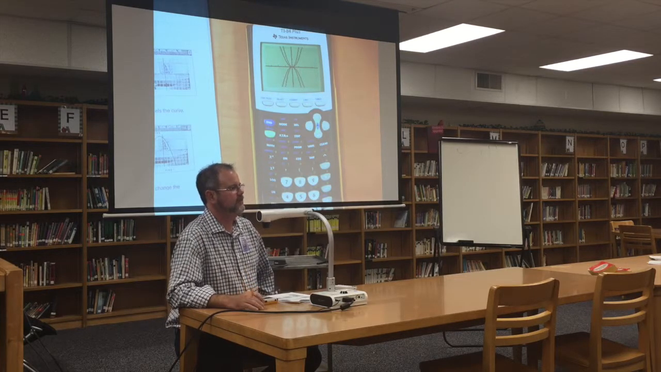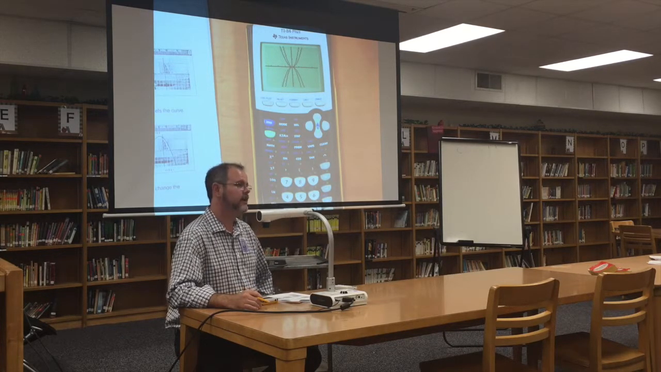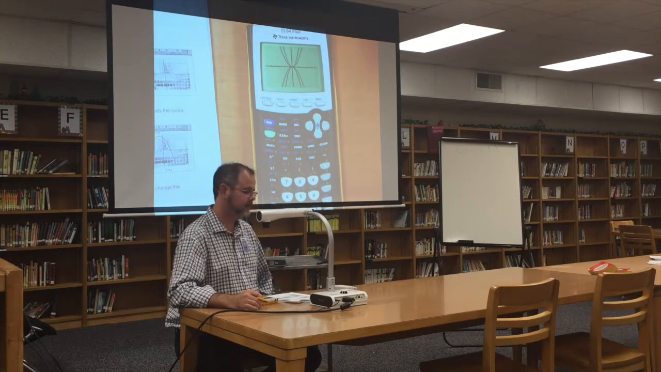That's one of the things the kids have to know in our algebra exams. What happens when you make changes? Does it go up in graph? Does it make it wider? Does it make it skinnier?